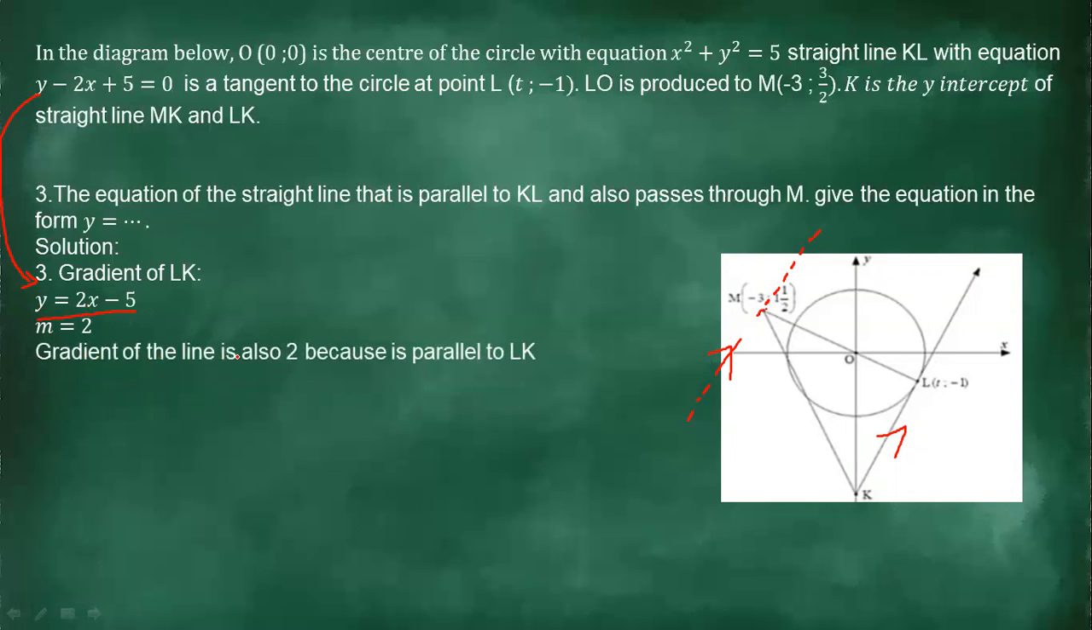Therefore the gradient of the line is also 2 because it's parallel to LK, meaning the gradient of the line whose equation we have to calculate is also 2. Remember, if we have two lines which are parallel to each other, they are equal in terms of the gradient. You write the standard formula, then substitute the values. You take point M and the gradient, which is 2. You open a bracket with this positive 2, then it gives us 2x plus 6, then you transpose this one to this side, so it gives us positive 3 over 2. Then from there you press your calculator, and the equation of that line is y equals 2x plus 15 over 2.